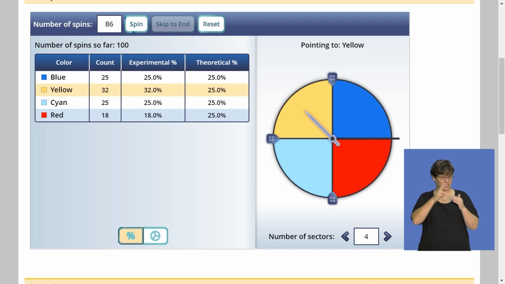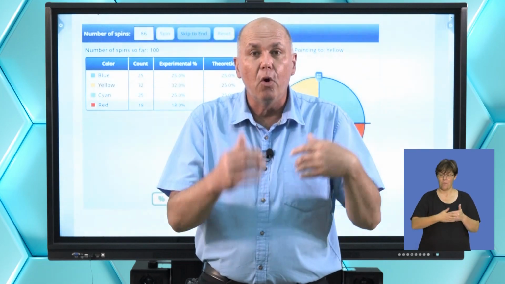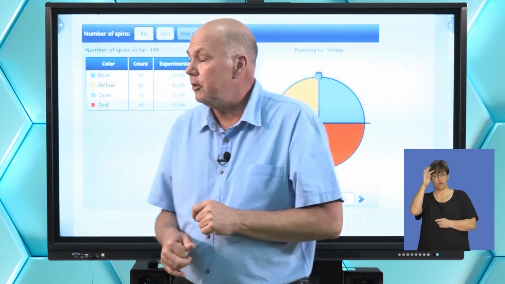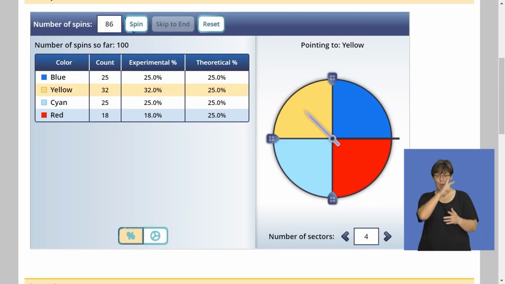Look carefully at these results, because the more times we spin the spinner, the closer the relative frequency is getting to the theoretical probability. Look, the blue count is 25 times. So 25 out of 100 is 25%. It's exactly what our probability predicted. The cyan was also 25 times out of the number of spins, so it's also 25%. The difference is that it's not quite perfect for the yellow and the red.